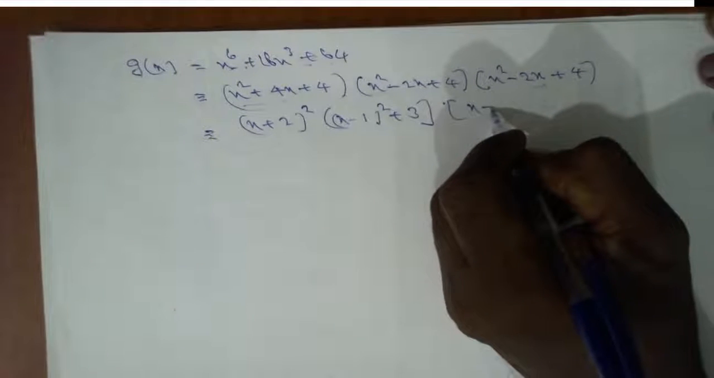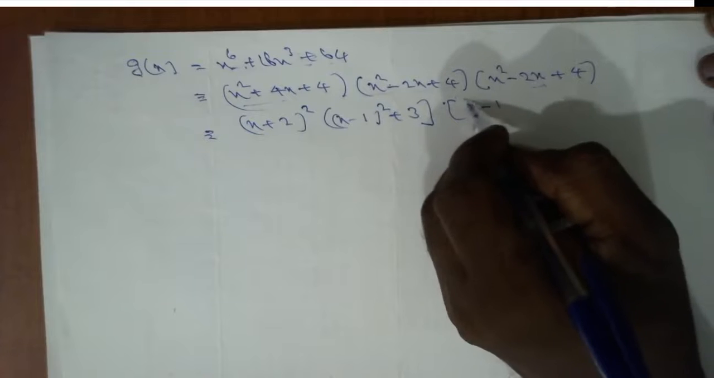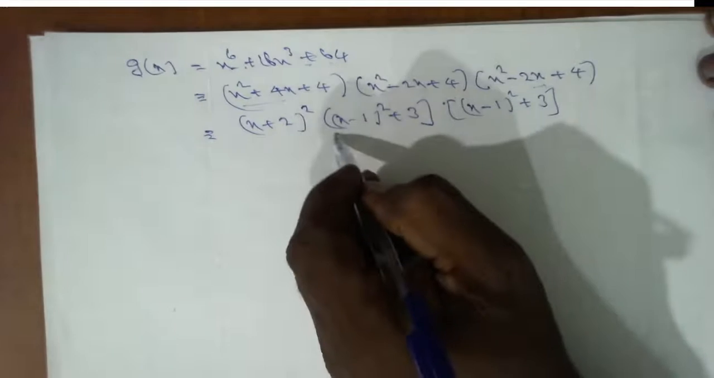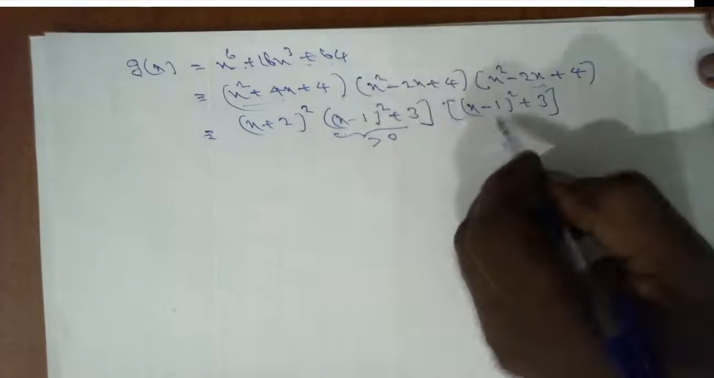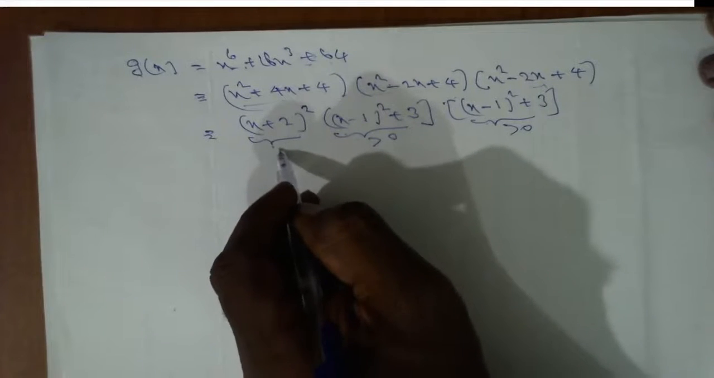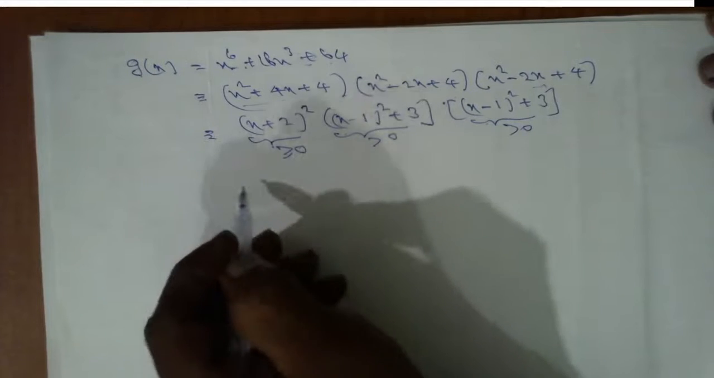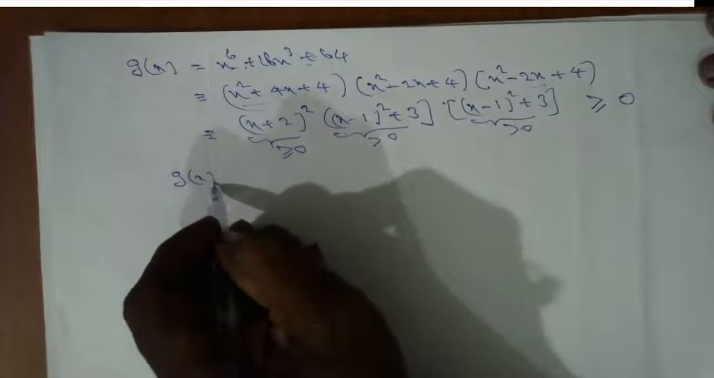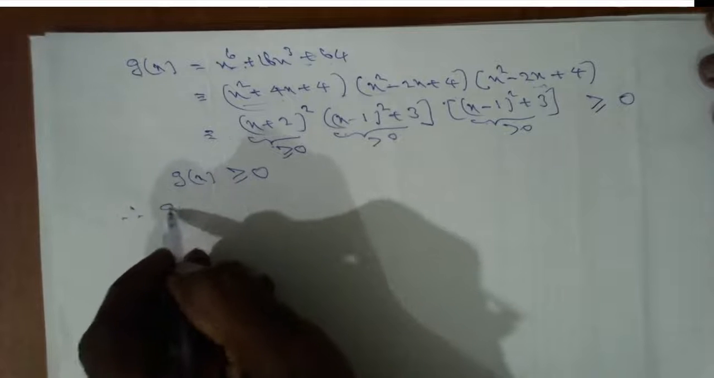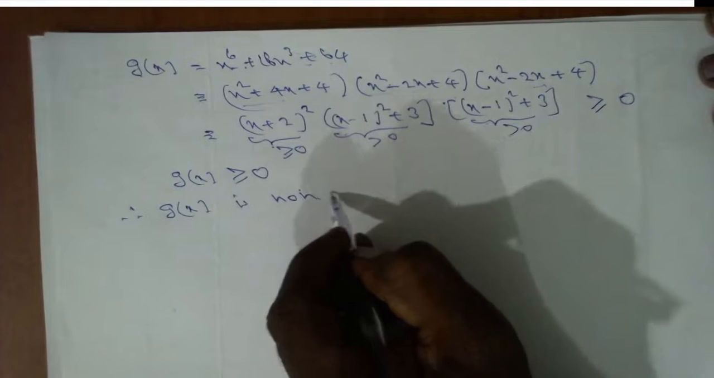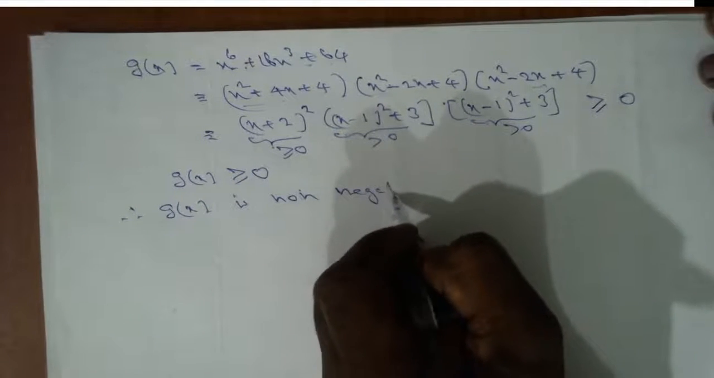This one is (x minus 1) whole squared plus 3. This is greater than 0, this also greater than 0, and this one is greater than or equal to 0. Therefore, this whole expression g(x) is greater than or equal to 0. Therefore, g(x) is non-negative.